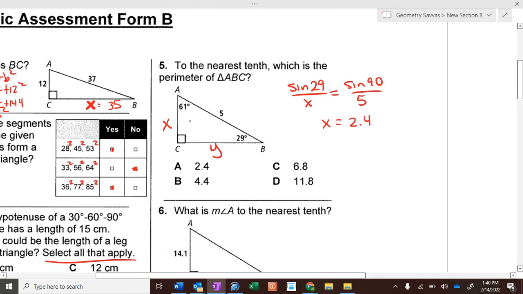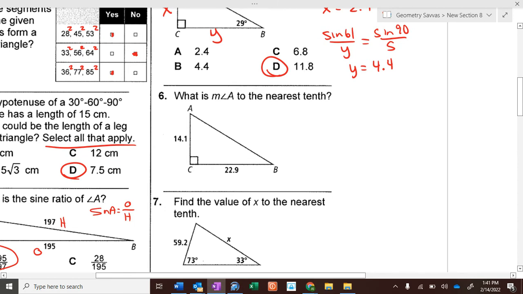Then for the y, it's a sine of 61 over y equals a sine of 90 over 5. If you cross multiply, y equals 4.4. 2.4 plus 4.4 is 6.8, plus another 5 is 11.8. So see how I snuck all those answers in? 2.4, 4.4, 6.8. So it's really easy to get this wrong. Okay? Because all the answers are there. But the actual answer is add up all three sides to get 11.8.